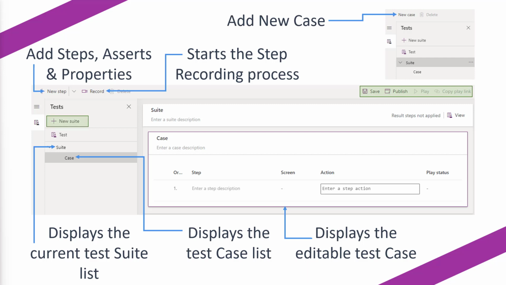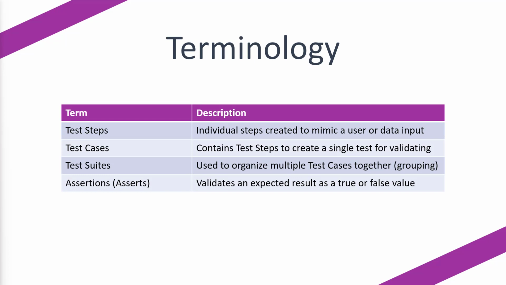So we've talked a lot about suites, cases, asserts, steps. What do these mean? So let's look at the terminology. The terminology for this, especially if you're not a tester, may be something you're not used to. So test steps are individual steps created to mimic a user or data input. So for example, click button, that would be a step. Check label, that would be another step.